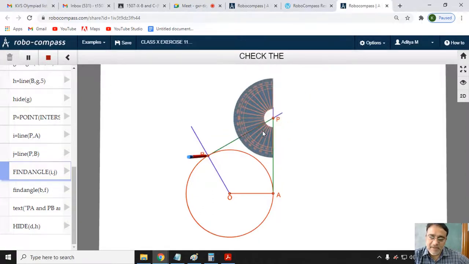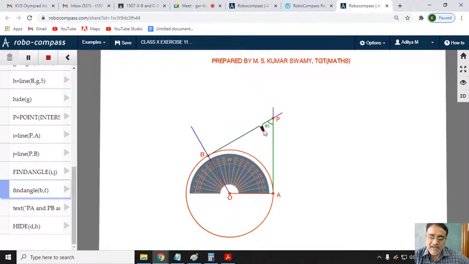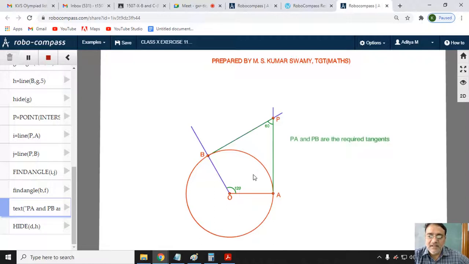Okay, देखो यहाँ पर measure करके देख रहे हैं, 60 degree. Okay, and you can measure this angle also, 120 degree. So 120 and 60 both are supplementary angles. Right? P and Q are the required angles. So whatever angle we made, this 120 and this 60, that you have to do by compass.